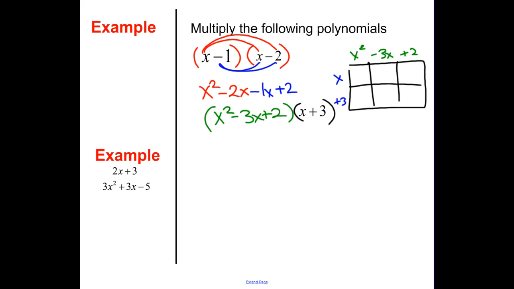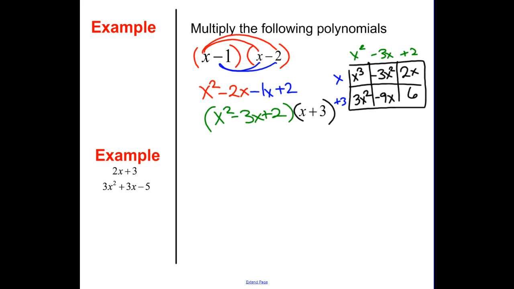X times x squared is x cubed. X squared times 3x is 3x squared. X times negative 3x is negative 3x squared. 3 times negative x is negative 9x. X times 2 is 2x, and 3 times 2 is 6. Jumping ahead of myself there.